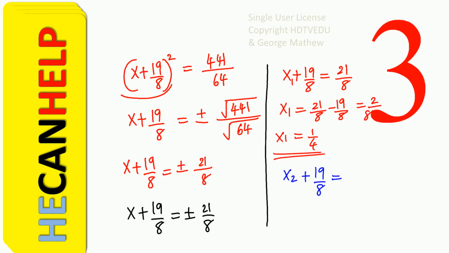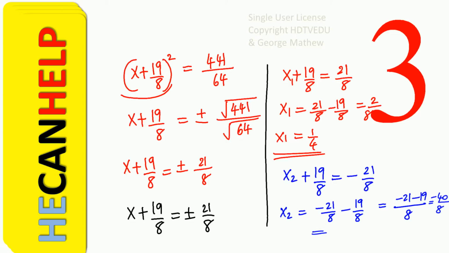We already took care of the positive solution. Now we have to take the negative solution, negative 21 over 8. So x2 equals minus 21 over 8 minus 19 over 8. And that is, the common denominator is 8, minus 21 minus 19, which is negative 40 over 8. And what is negative 40 over 8? Negative 5. So our solution set is negative 5, 1 over 4.